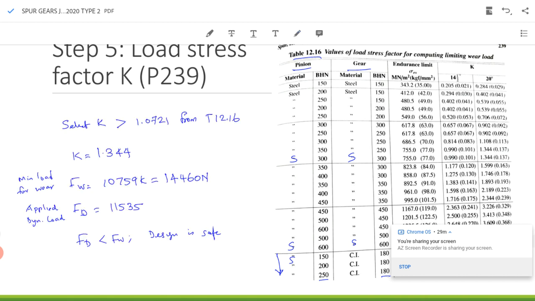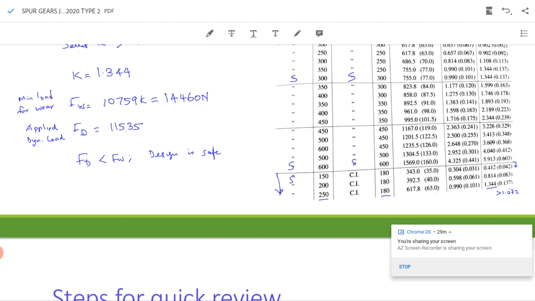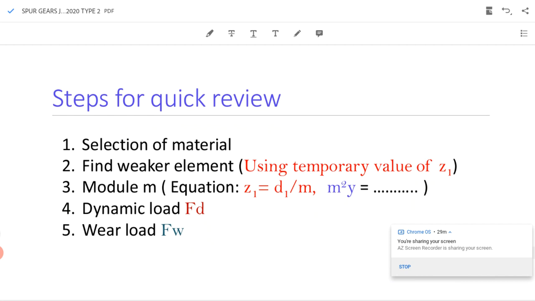This completes our question. Now to have a quick recap of what we have studied. In type 2 question, there is only slight change in step 2 and 3. First step is to select the material. We can either find it from the table or it will be given in the question. Second one, we have to find the weaker element. Only to find the weaker element, we will be using a temporary value of Z1 from the table.